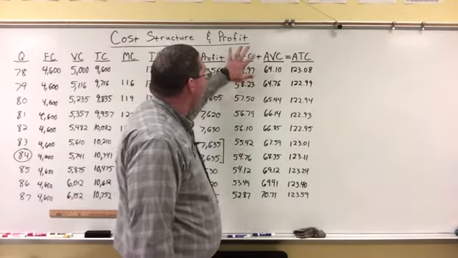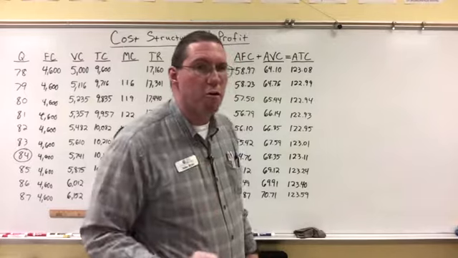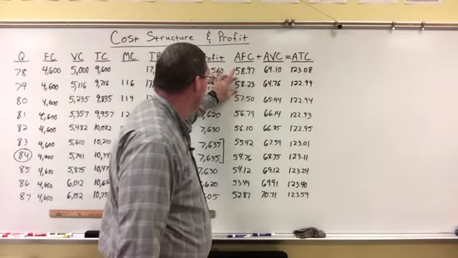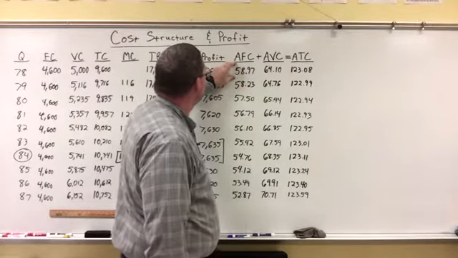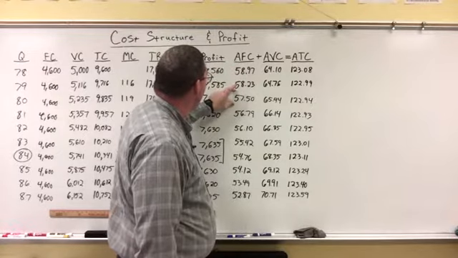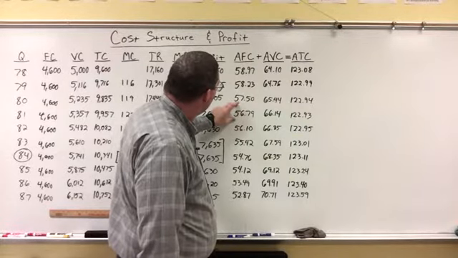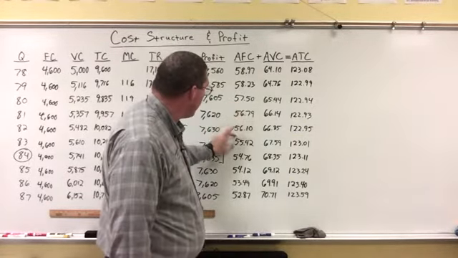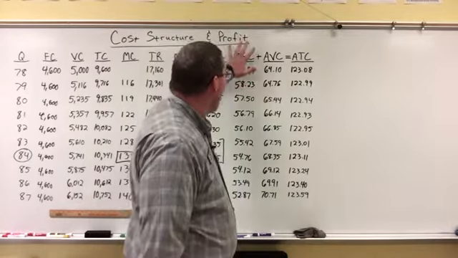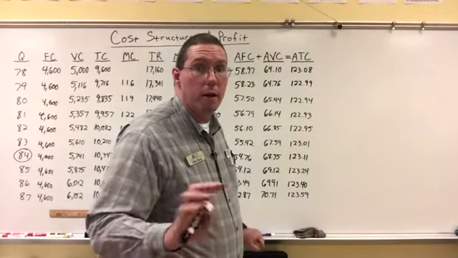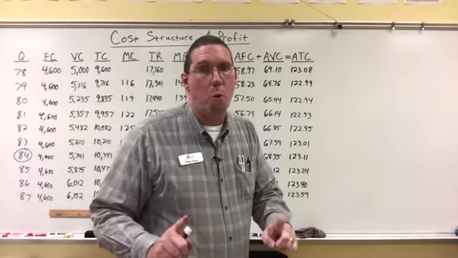Average fixed cost is going to have a stronger effect on average total cost at first, because the drops are going to be larger. We're dropping by 76 cents. Then we drop by 73 cents. Then we drop by 71 cents. See, the amount that we're getting smaller by is getting tinier and tinier. And so the drop in average fixed cost is only going to affect average total cost for a little while.